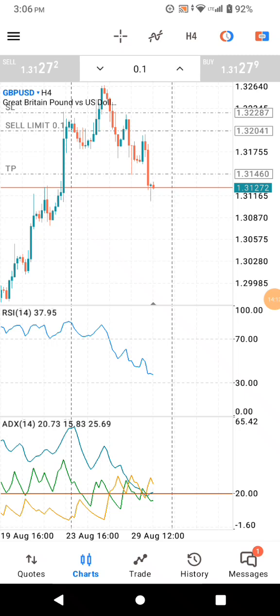I'm done with the side. That's the only thing I use it for, to know that the trend is changing from H1 to H4. But for people who don't know what a trend is, let me show you what a trend is.